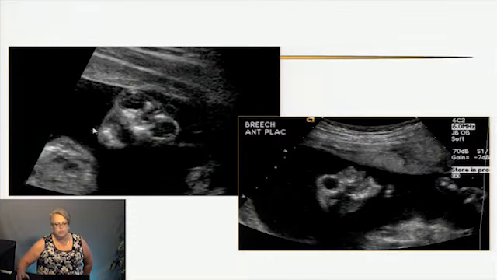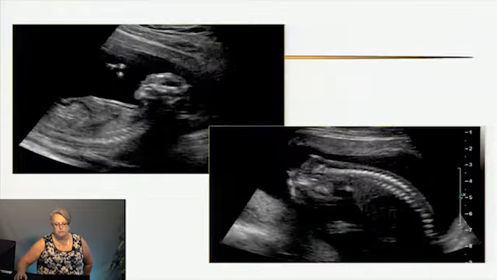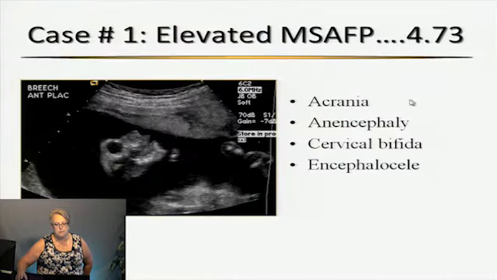These are images both coronally and sagittally. Then looking at the spine. So spine up, and then when the baby rolled the other way, spine down. So elevated MSAFP, 4.73 MoMs. Differential would be acrania, anencephaly, cervical spina bifida, or encephalocele. What do you think?